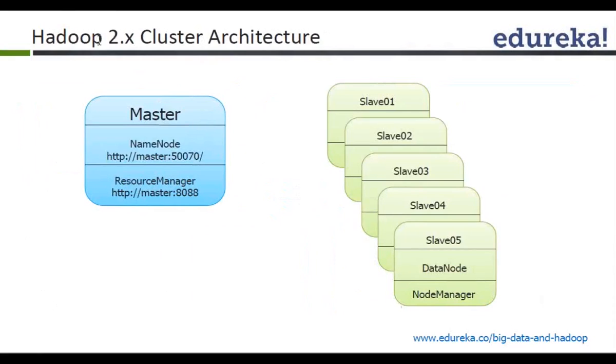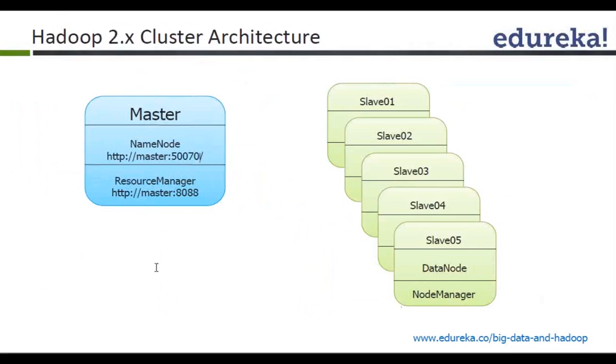Let's move on. So if you look at your Hadoop 2 cluster architecture, you will have on the master a name node. The port number for the master is 50070. So through that port number, you'll be able to see the details. In a small cluster, you may have your name node and your resource manager on one machine. But for anything more than a 10 node cluster, it is always better to have it separately.